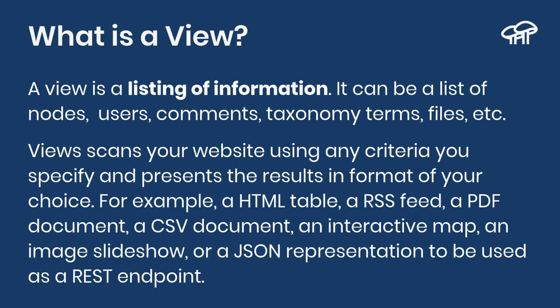And the way that this works is that when you create a view, it will scan your whole website for the content that you want to present, and then you get to choose how to present it. For example, you can have an HTML table, an RSS feed, a PDF document, a CSV or Excel document, a map, a JSON export, and so on. The same content can be presented in multiple formats at the same time, and this is one of the benefits and flexibilities of using views, that you get to choose how to present the information.